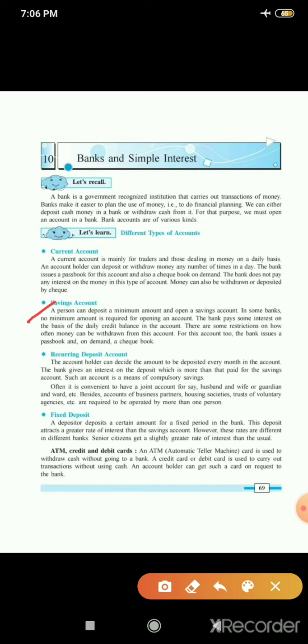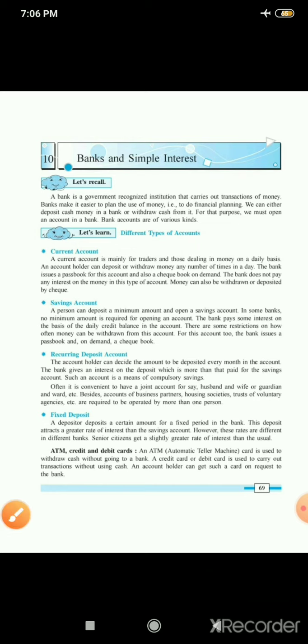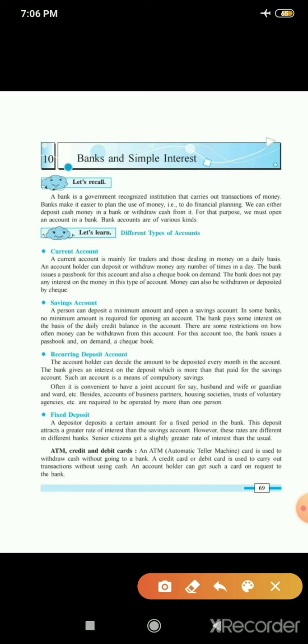Okay. The third type of account is called the recurring account, or recurring deposit account. The account holder can decide the amount to be deposited every month in the account. Here you can mark this first line as the definition. In this recurring account, the bank gives an interest on the deposit which is more than that paid for the savings account.